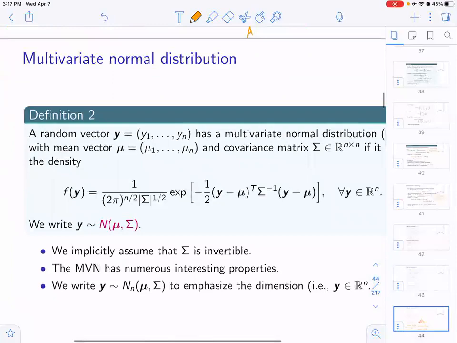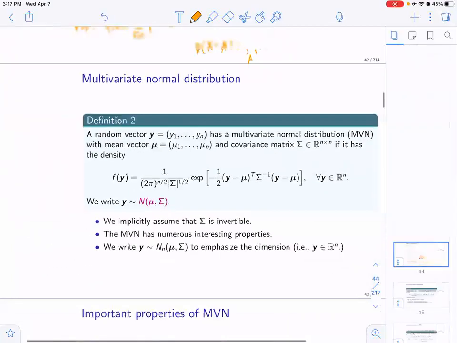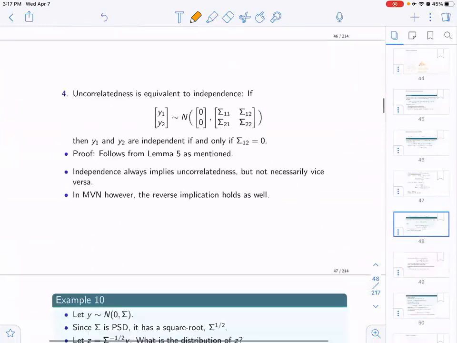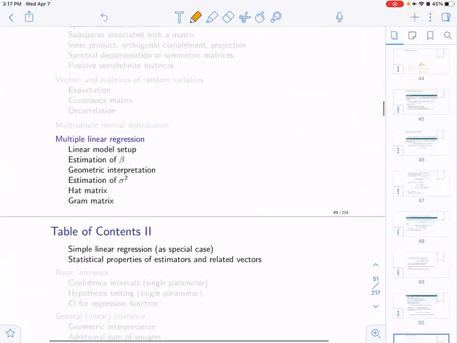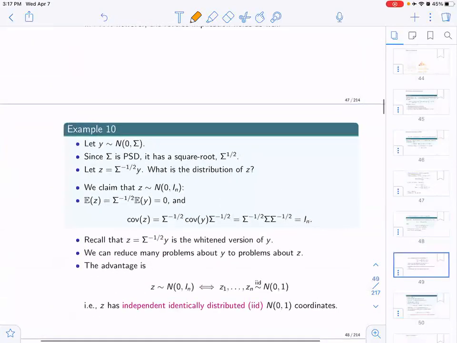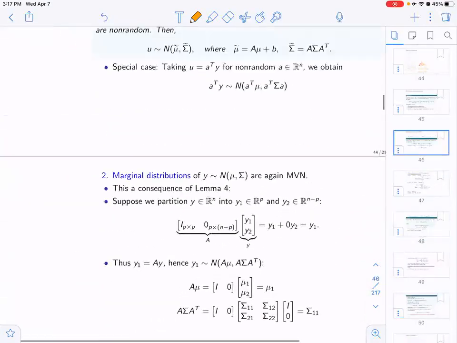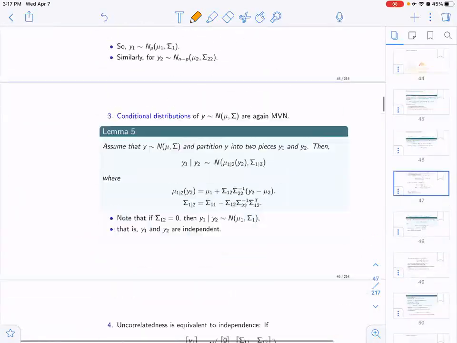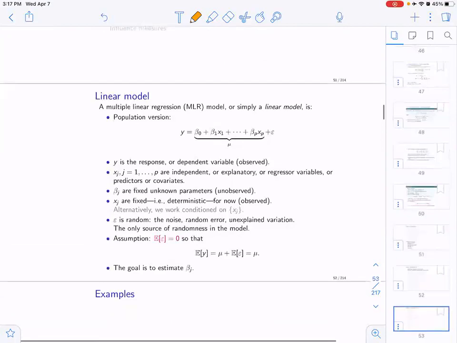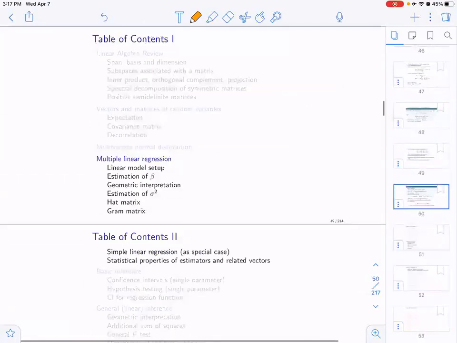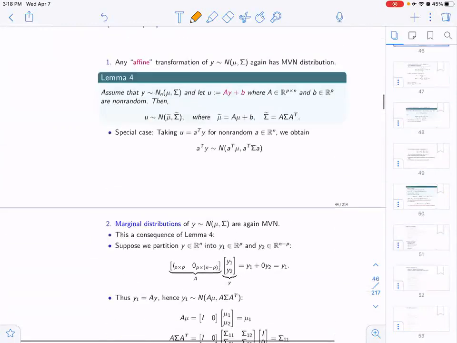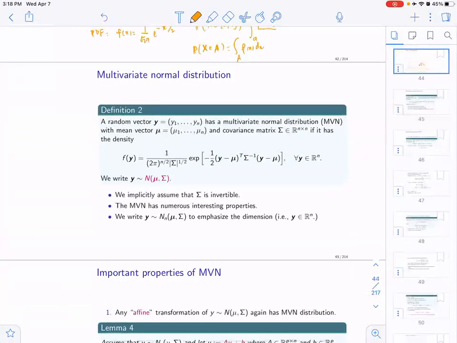So for the next time, please go over the discussion of the multivariate normal distribution. There are a couple of properties, and you can review them quickly, and then we start talking about the linear model next. So go over the multivariate normal distribution at least, for the next time, from the video lectures. Okay, sounds good.